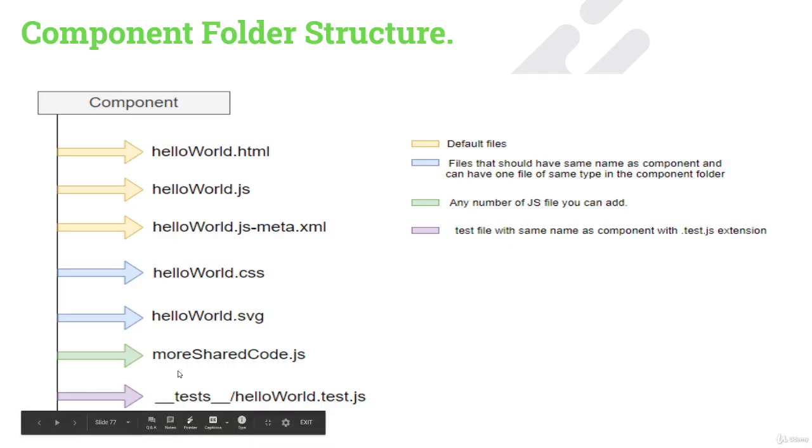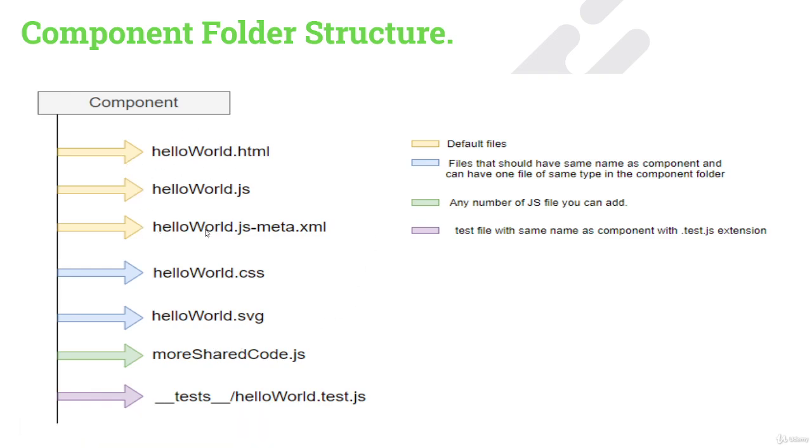So this is how our whole folder structure looks like. These yellow ones are the default files. Then apart from the default files, we can add the CSS file for the styling. While creating a CSS file, we have to create it manually. While creating this file, you have to make sure the name of the file matches your folder name or the component name. Only the extension will change.